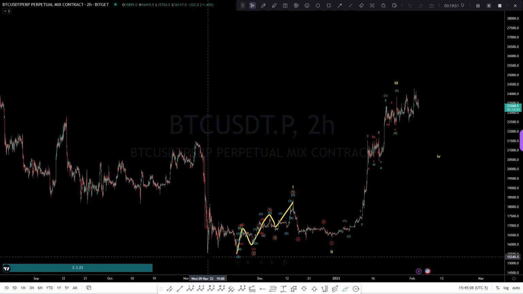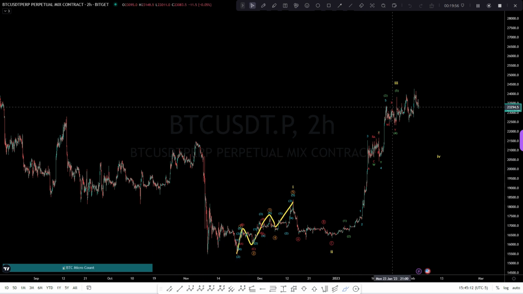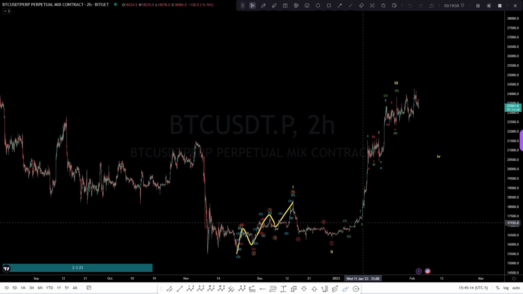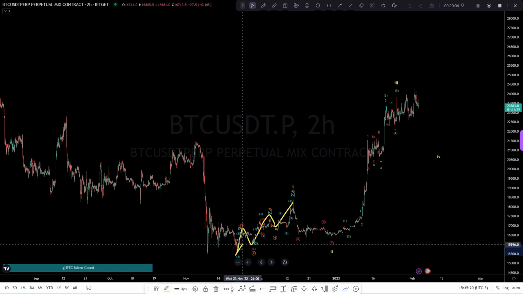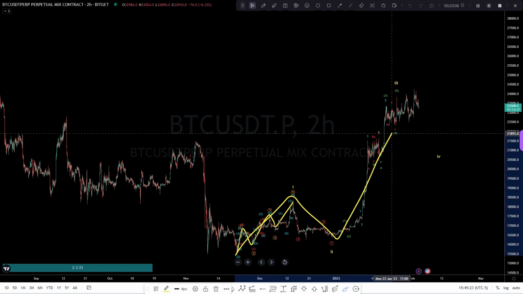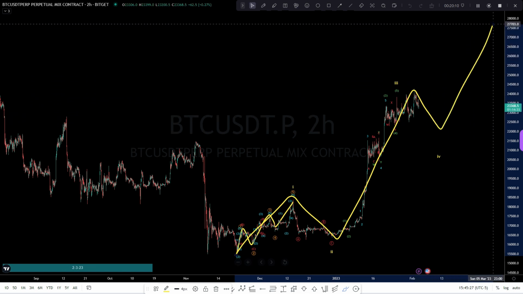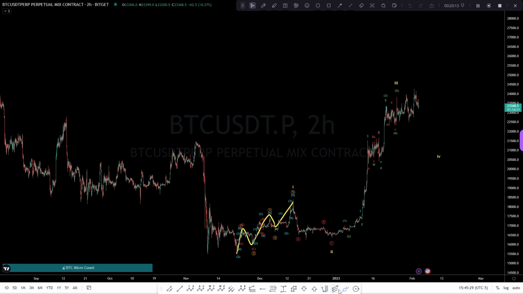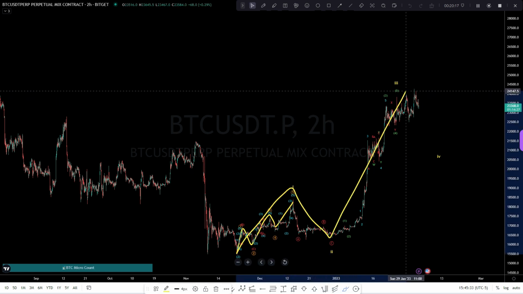Because you have extensions inside of your waves here. But the higher degree wave has not been extended yet. So what does that mean? That means it's very possible to get an extension. And then we get our 4.